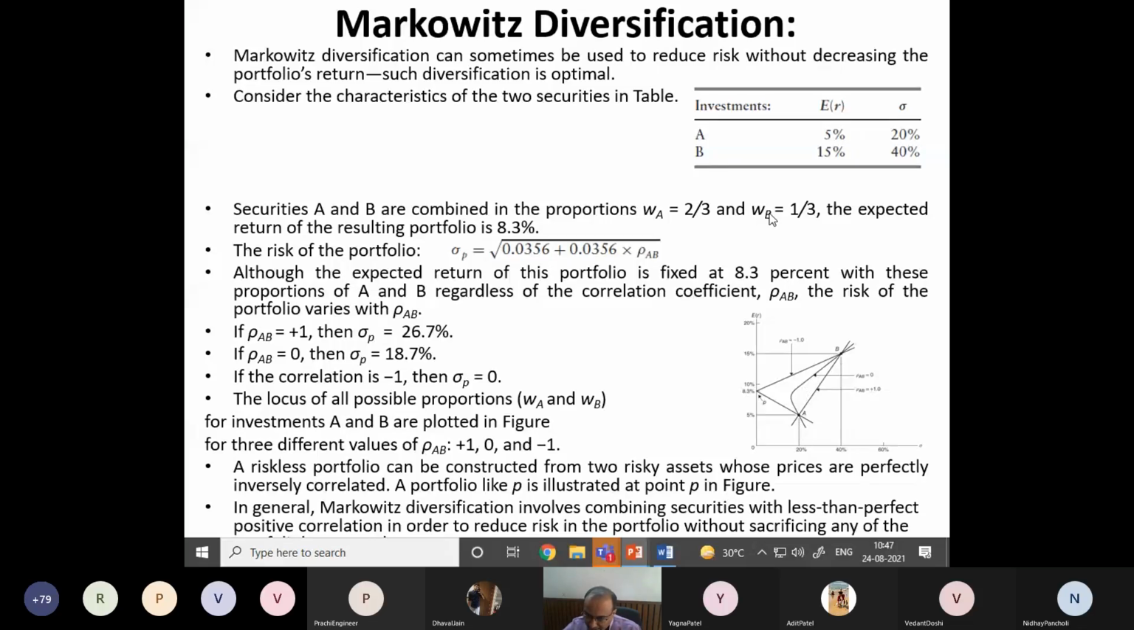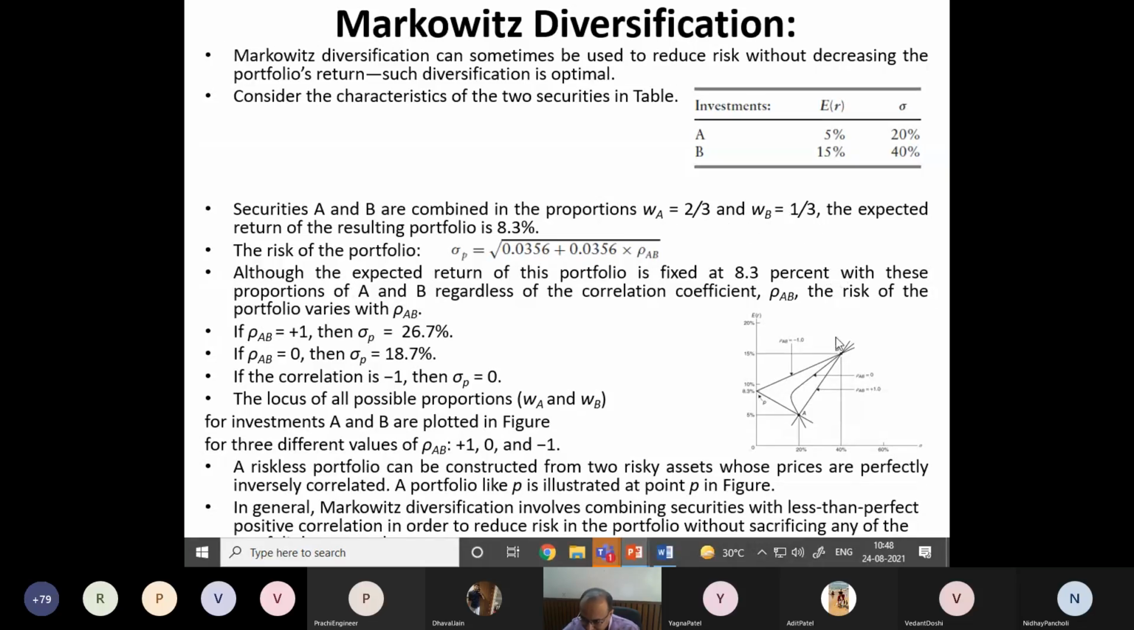This means all possible values of WA, WB. It can be 0, 1 also: WA 0 and WB 1, or WA 1 and WB 0. So there are two extreme points, point A and point B. Between them, I get this curve for rho AB 0. Similarly, with rho AB 1, I get one straight line, simply a straight line between these two points A and B. And all these three curves intersect at points A and B, where WA is 1 and WB is 0, or WA is 0 and WB is 1.